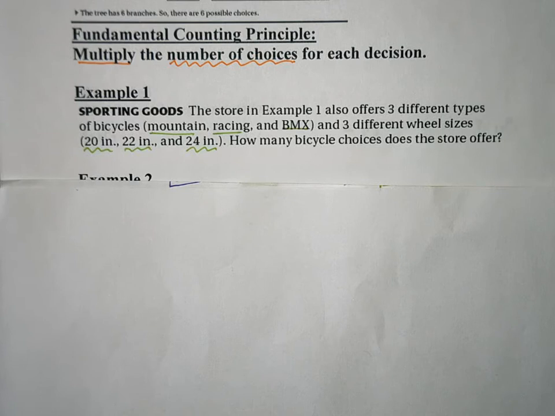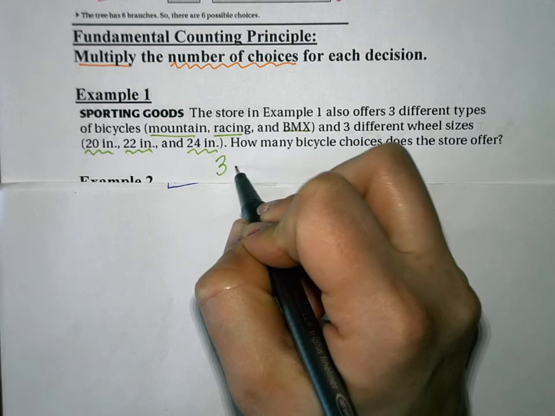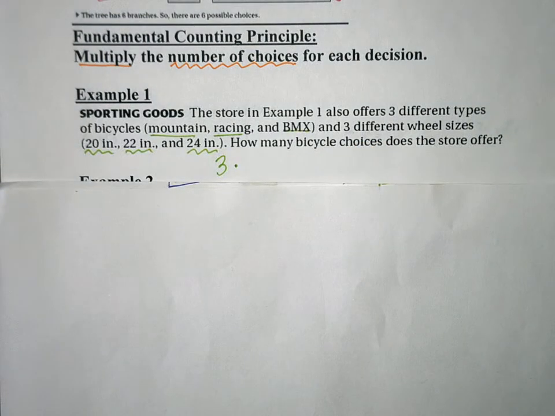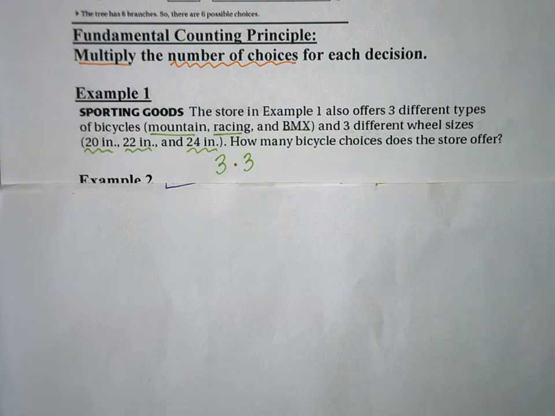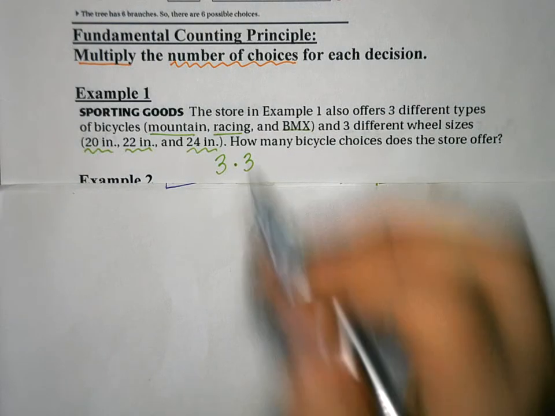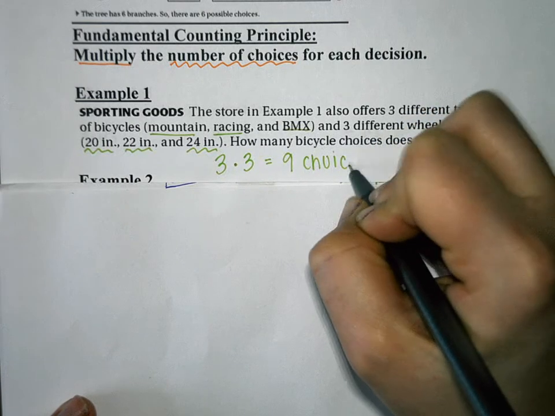So we know that we're going to use the fundamental counting principle here. So we're going to multiply the number of choices for each decision. So the first decision we have to make is what type of bike we want, either mountain, racing, or BMX. So we have 3. Then we know we have 3 different choices in wheel: 20, 22, and 24. So we're going to multiply by 3 again, which is the number of choices for our wheel. And that means we have 9 choices for bikes.